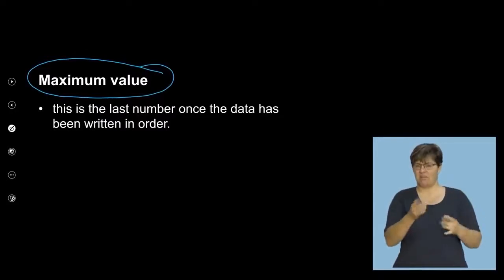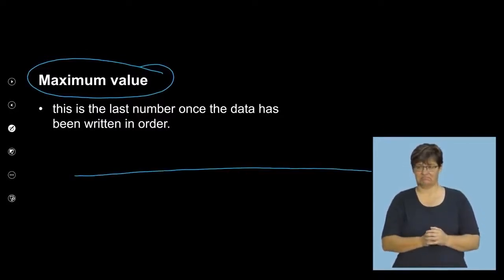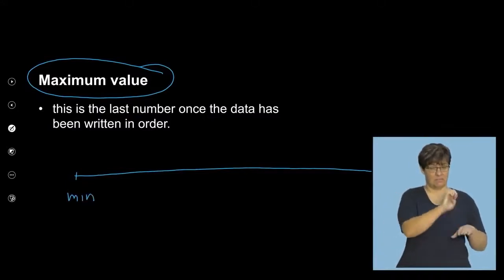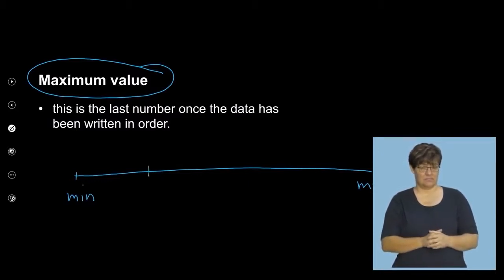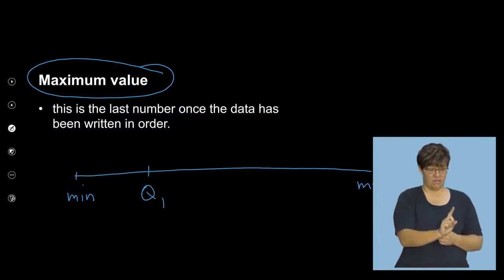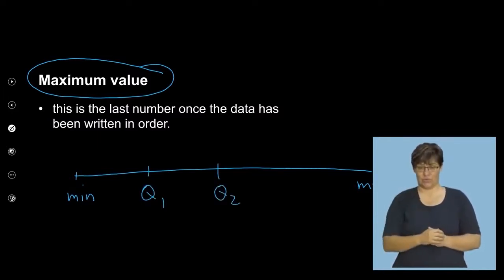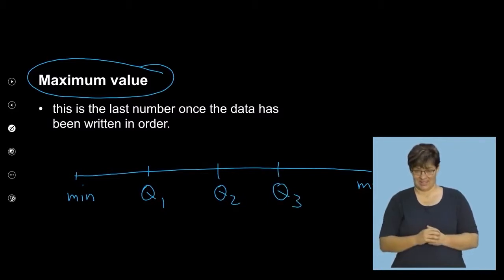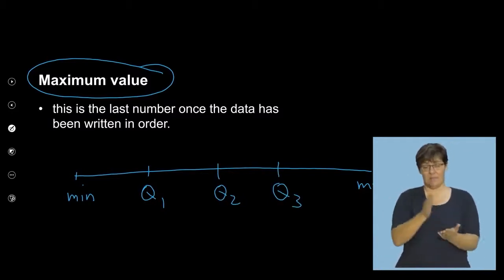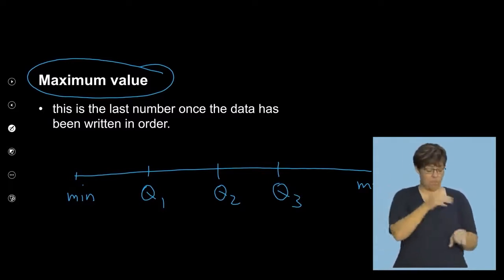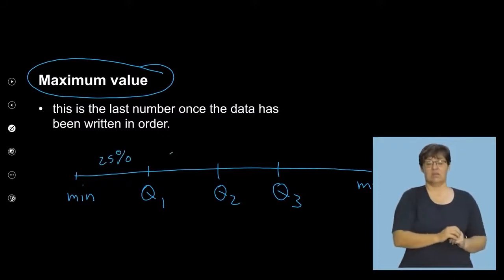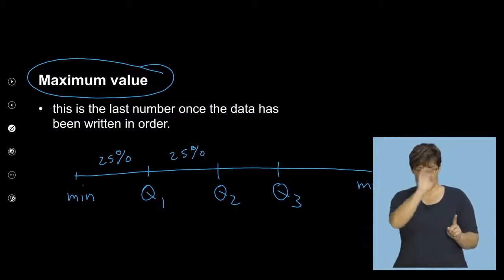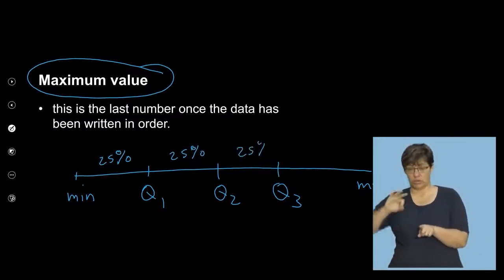I'm going to try and draw this for you. So it implies we have a minimum, min for minimum, then we have maximum there, then we'll have Q1, which is lower quartile, we'll have Q2, we'll have Q3, which is the upper quartile. And if you look at this, from minimum to Q1 is 25% of data. From Q1 to Q2 is 25%. From Q2 to Q3, another 25%. And Q3 to maximum, another 25%.